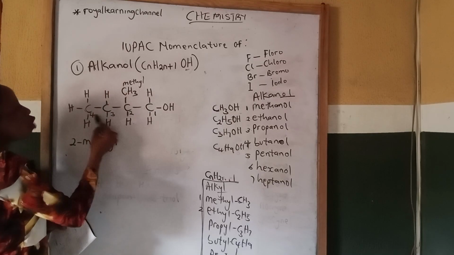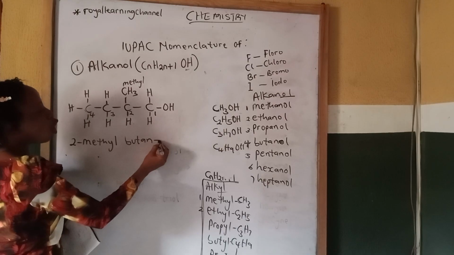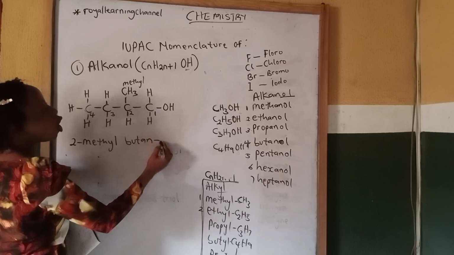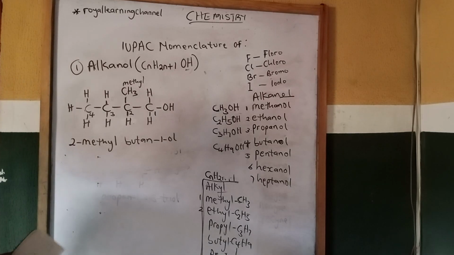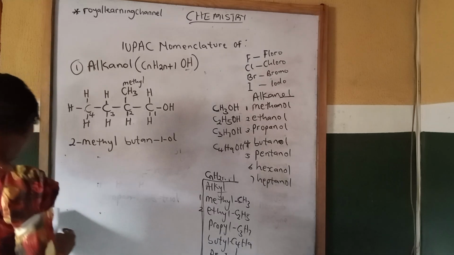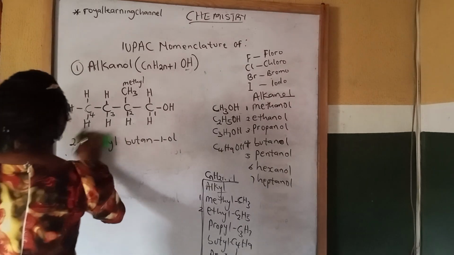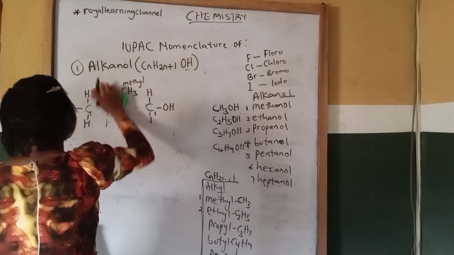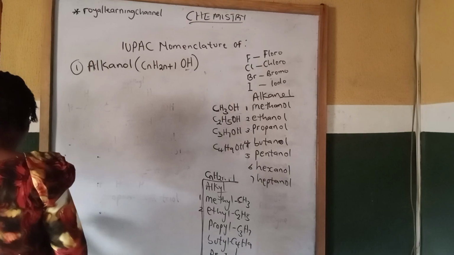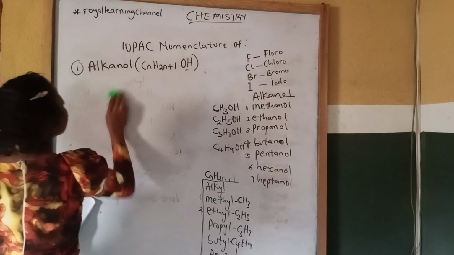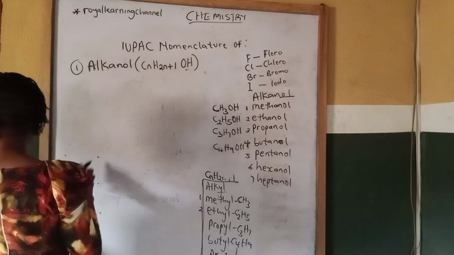Then this is your root hydrocarbon. 1, 2, 3, 4. An alkanol with 4 carbon atoms is butanol. But we call it butan. You have to name the position of your ol, OH. Your ol, which is OH, is on the first carbon atom. So we call it butan-1-ol. So the name of this structure is butan-1-ol. So let's take 2 more examples. Let's look at this structure.